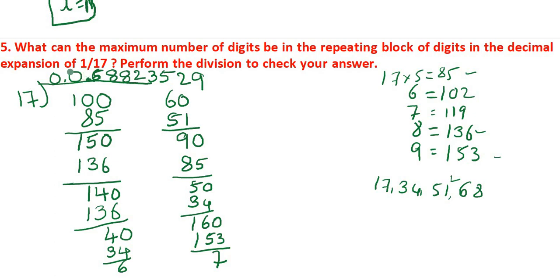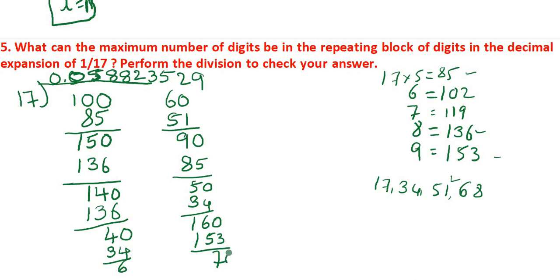Oh, sorry, 0.0588. This one I have to remove here. Okay, I corrected this one first. So here we have 0, here we have 5, right? 0.588235, okay. Okay, children.